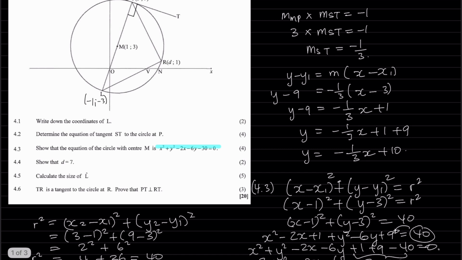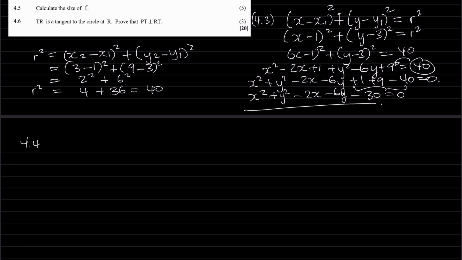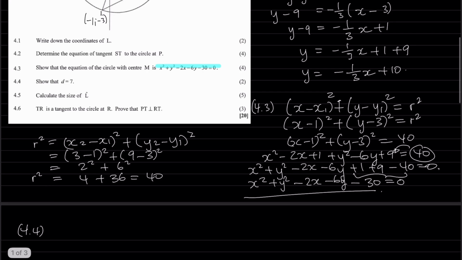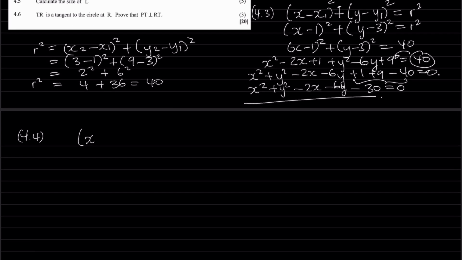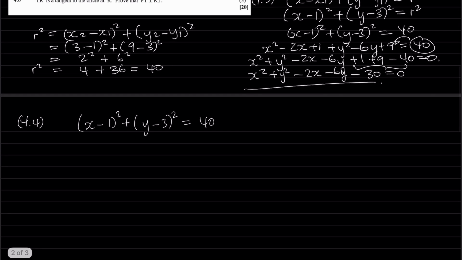So D is this point right here. To work out D, since D lies on our circumference, we can use the equation. So our equation is x minus 1 all squared plus y minus 3 all squared equals 40. Now at point D, at this point, we know that the y value is 1. So let's substitute 1. D is our x value. So D minus 1 all squared plus 1 minus 3 all squared is equal to 40.